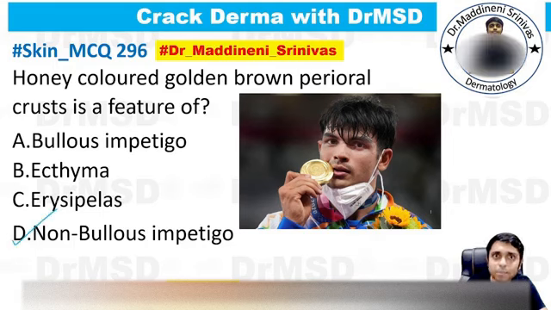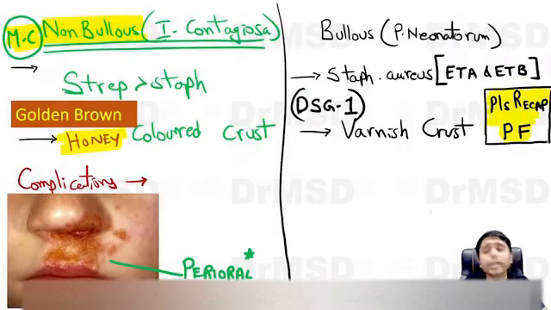As non-bullous impetigo, then you are right. Okay, so please remember, impetigo is a superficial bacterial infection. It is of two types. It can be non-bullous impetigo or it can be a bullous form.